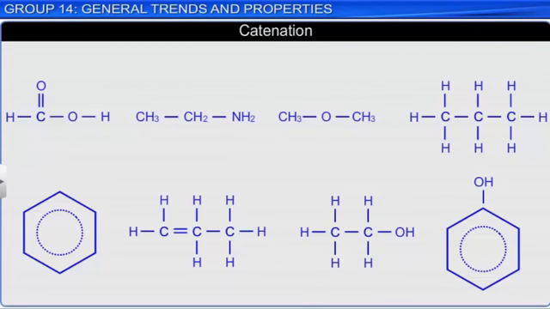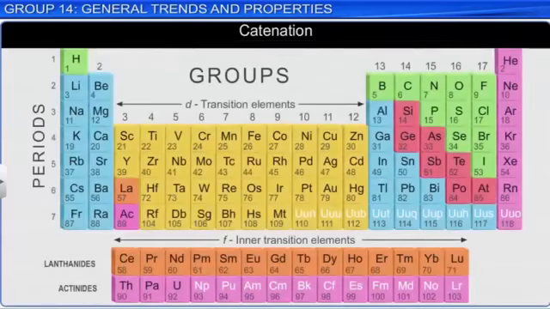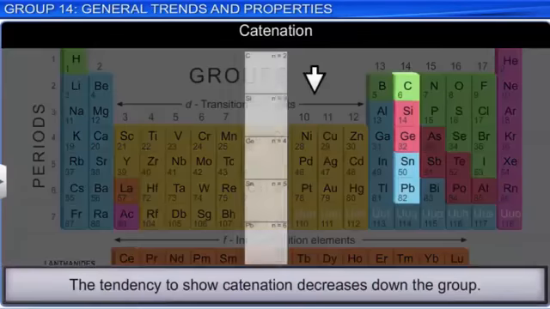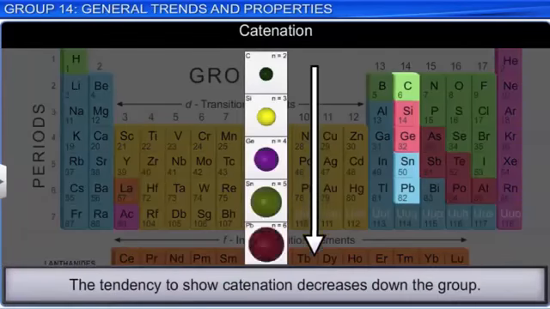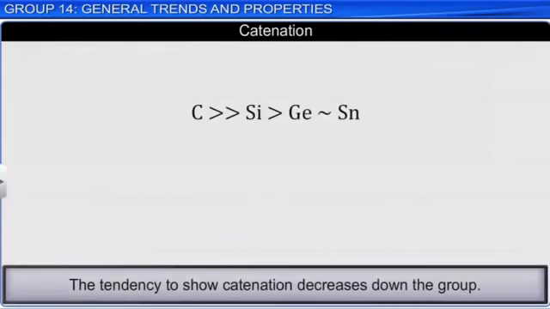The tendency to show catenation decreases down the group. Silicon shows a less ability for catenation than carbon, followed by germanium and tin. Lead does not exhibit any catenation.